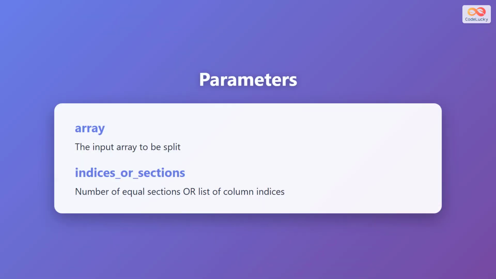Let's understand the two parameters. The first parameter is array, which is simply the input array you want to split. The second parameter is indices or sections, which can be either an integer specifying how many equal sections you want, or a list of column indices that define exactly where the splits should occur.